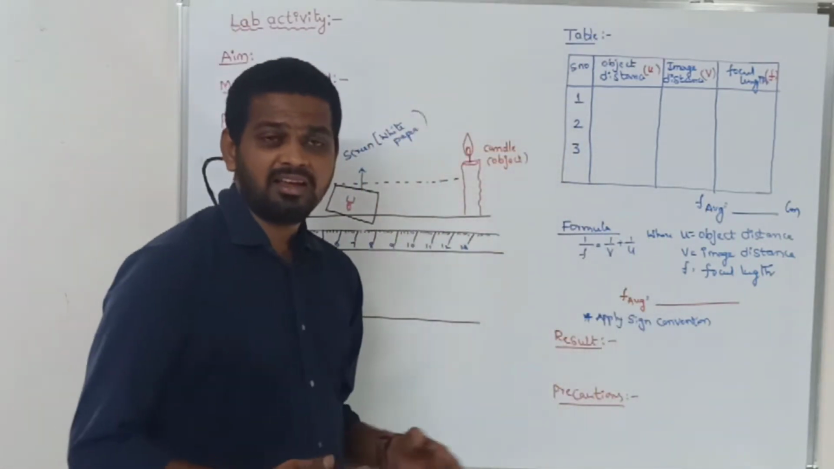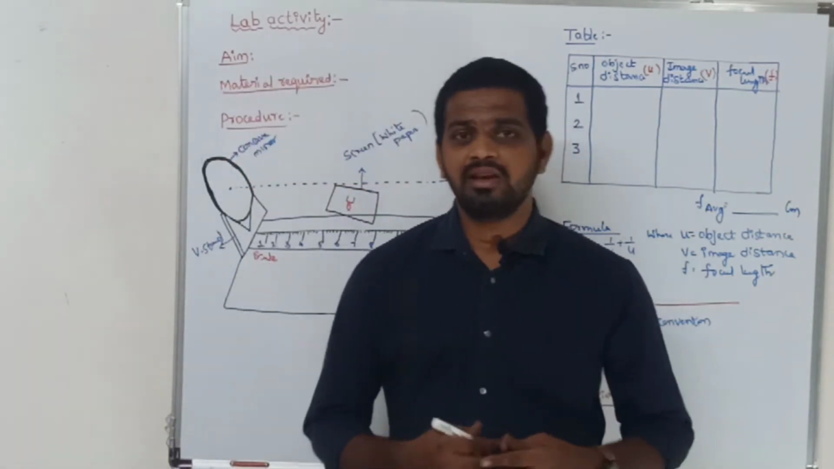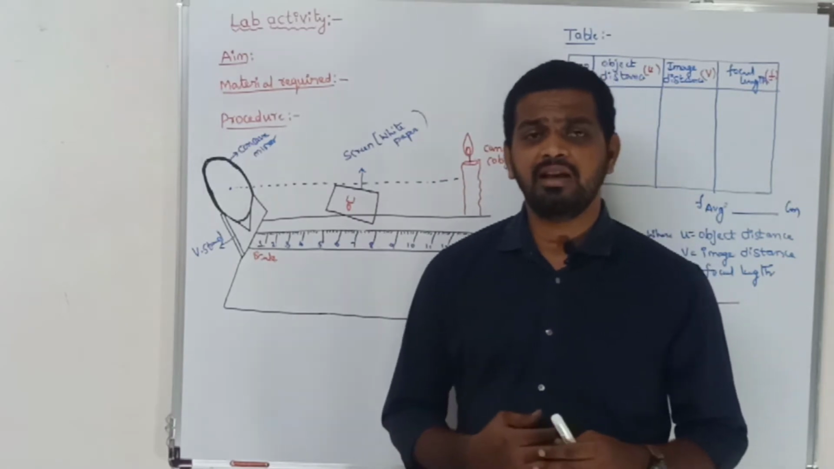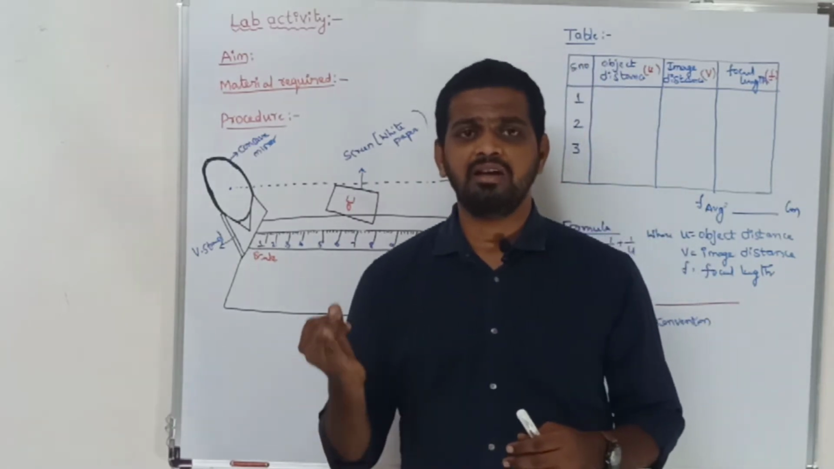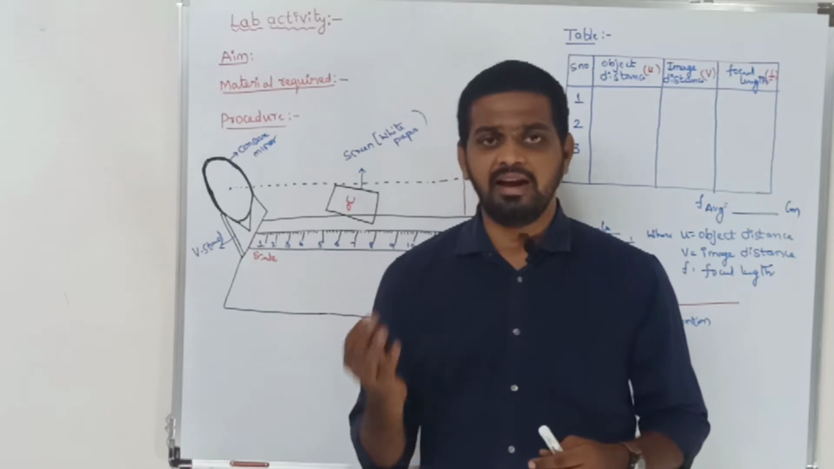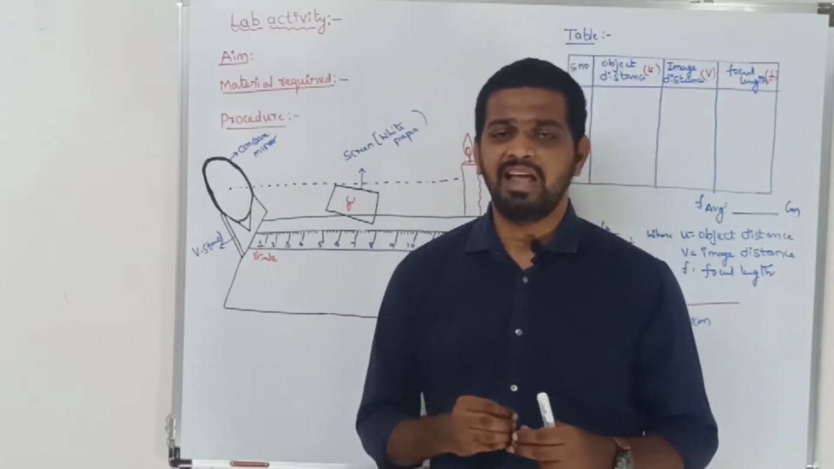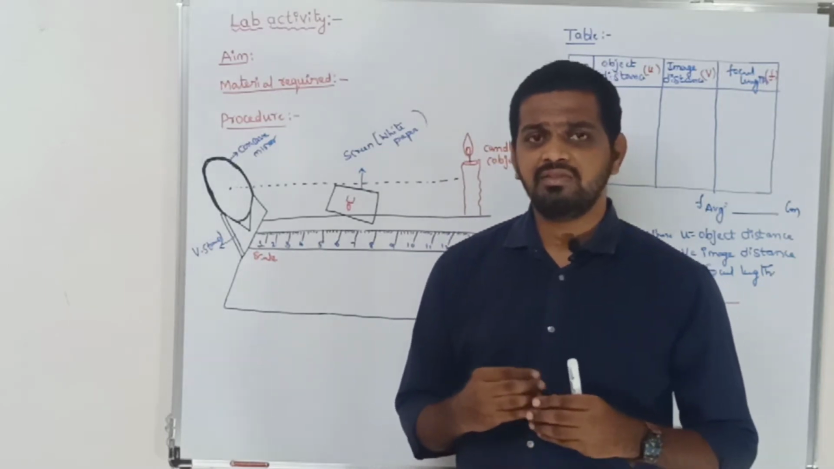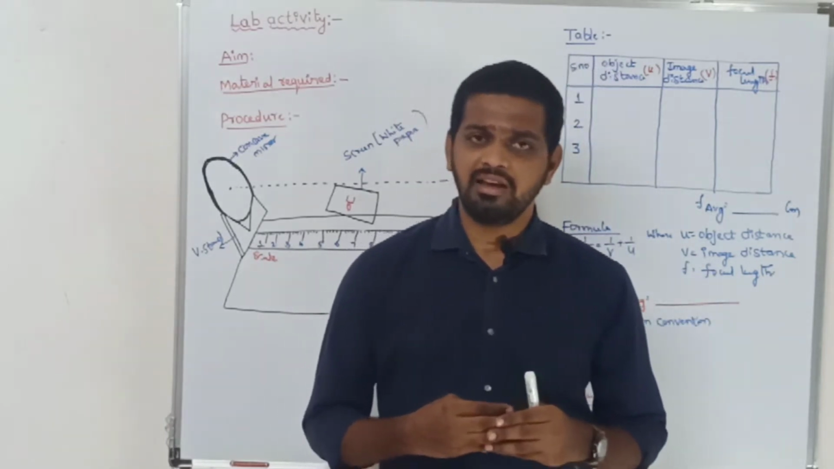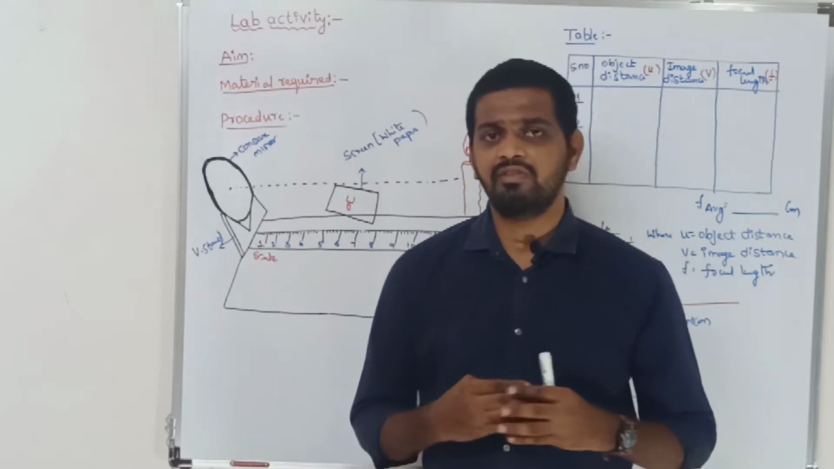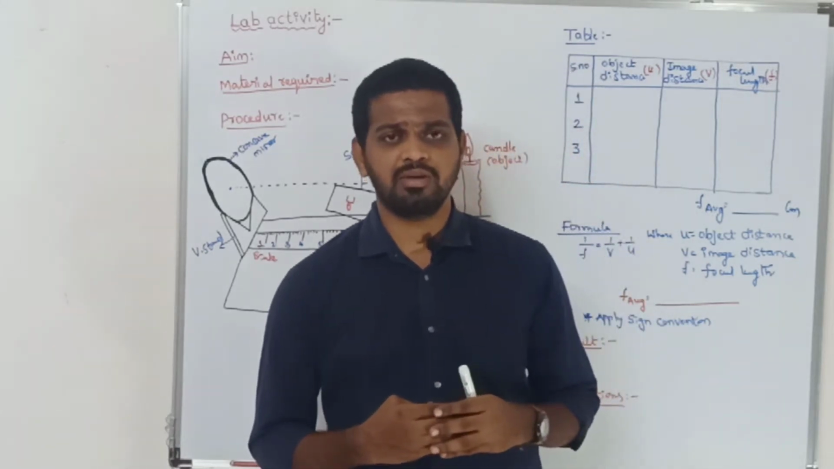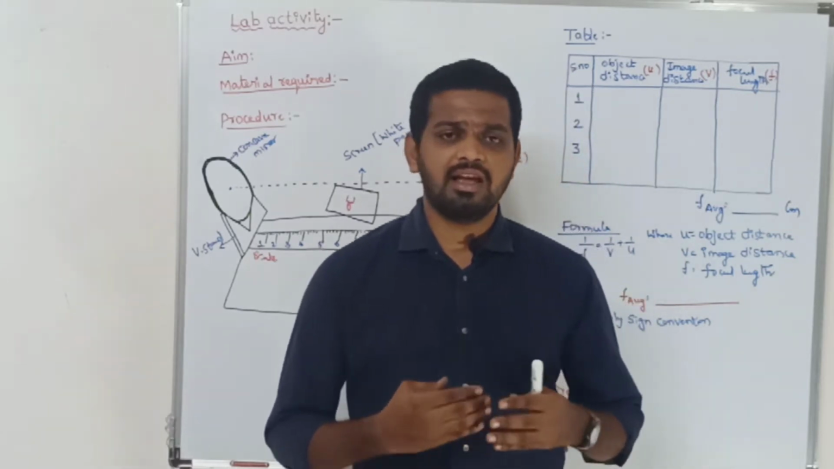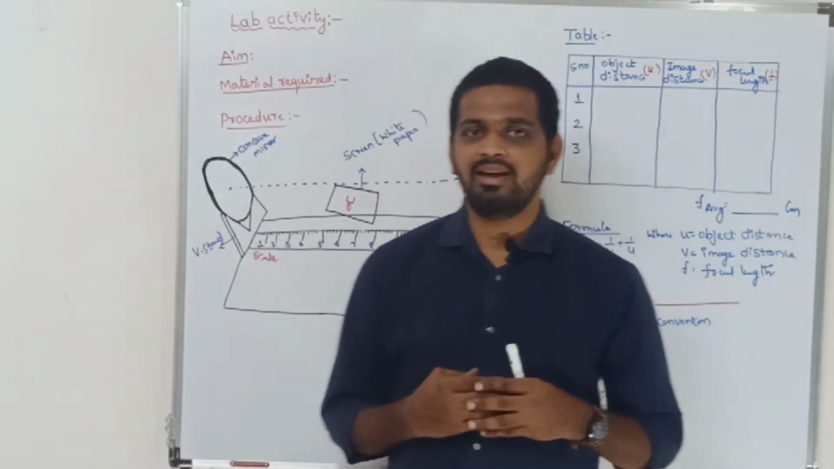Already in the previous video I explained how to write the lab activity. The lab activity pattern consists of aim, material required, procedure and a diagram, then step by step explanation. Then, if the lab activity consists of a table, you need to draw the table, and if it consists of a formula, you need to write down the formula. Then after that, the result, and any precautions that we take in the lab activity, you are going to write in the lab activity.